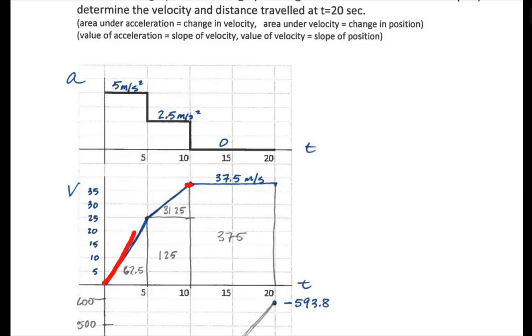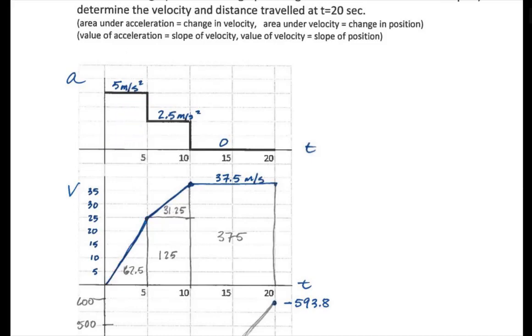In other words, the slope here is higher because this is higher. When this goes a little bit lower, then the slope is lower. When acceleration becomes 0, then velocity is constant during that time. So the way we construct the velocity graph is we take the area under the acceleration curve. That becomes the change in velocity.